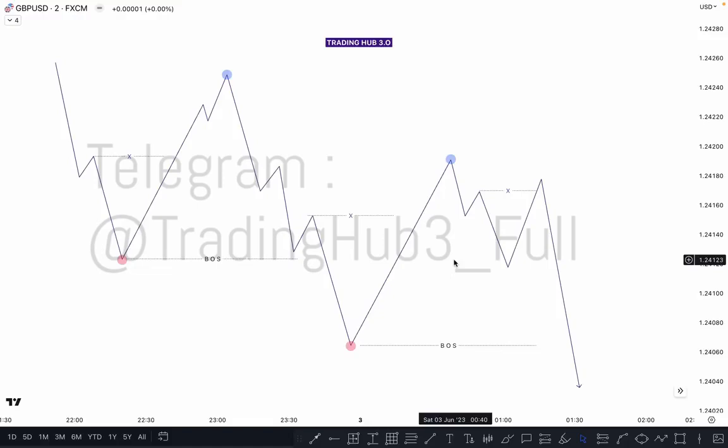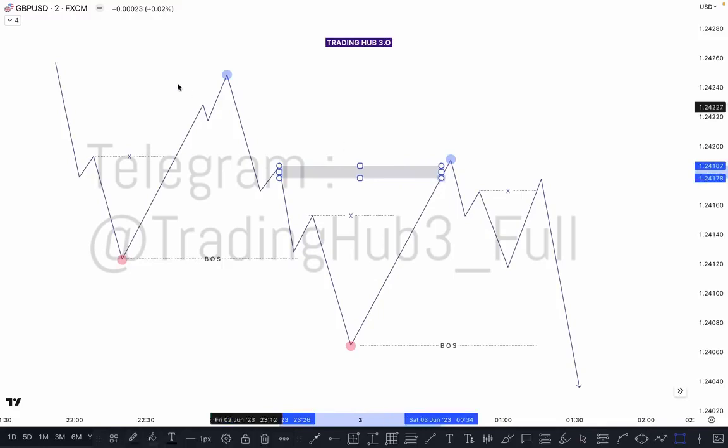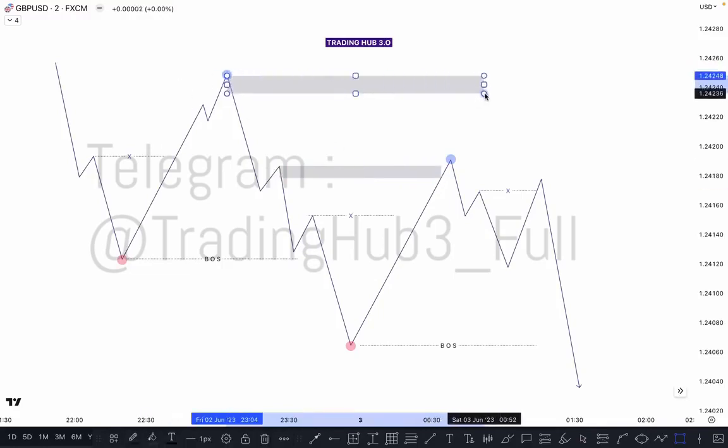Then we have another solution for you. We can also trade in a lower time frame, but always you have to mark a break of structure here. After the break of structure, you have to mark your decisional POI and extreme POI. For example, this is your decisional POI and this one is your extreme POI, right?